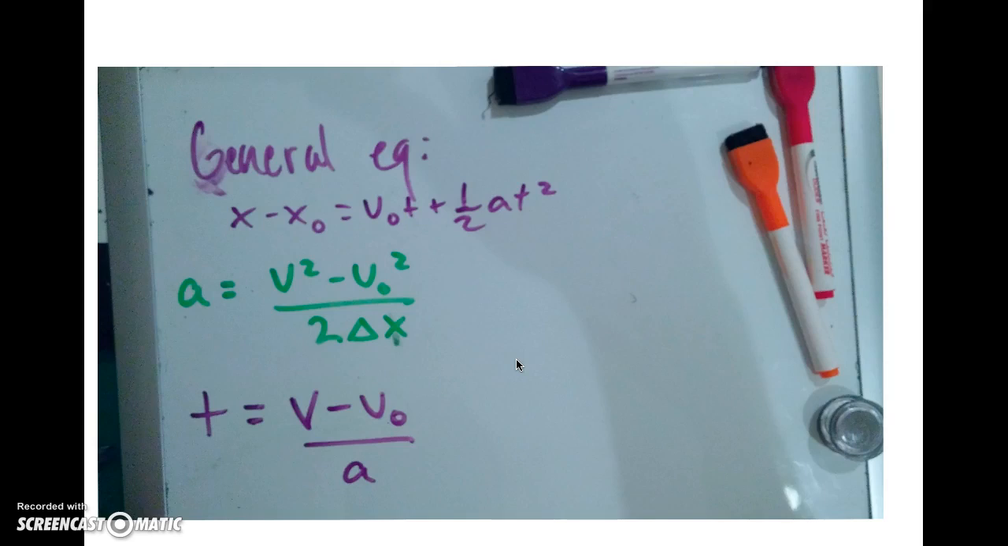And once we have acceleration, we're able to find time. And that's with equation 1, or just our velocity v of t equation. And that is just final velocity minus initial velocity divided by a. That gives us time in seconds.